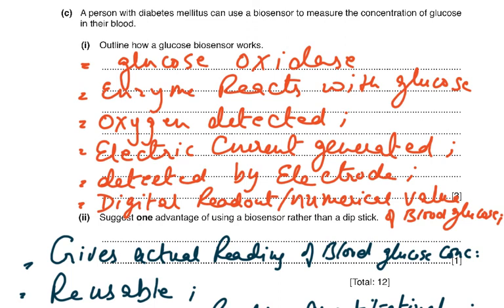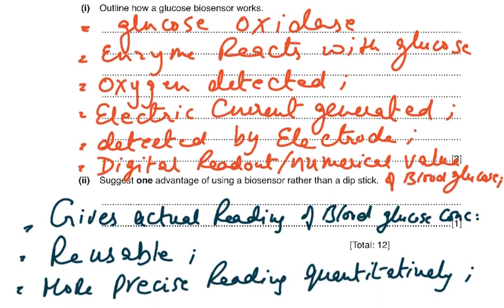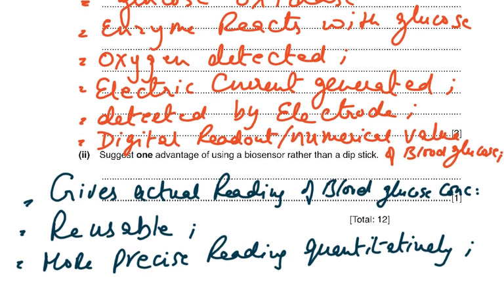So, suggest one advantage of using a biosensor rather than a dipstick. The marking scheme is very clear: it gives the actual reading of the blood glucose concentration, the accurate or exact reading of the blood glucose at that time. And of course this machine is reusable, so the investment is not such a waste. It's also a very precise reading, right to the end: 102 milligrams, or 103, or 104, or 104.5, so more precise readings.